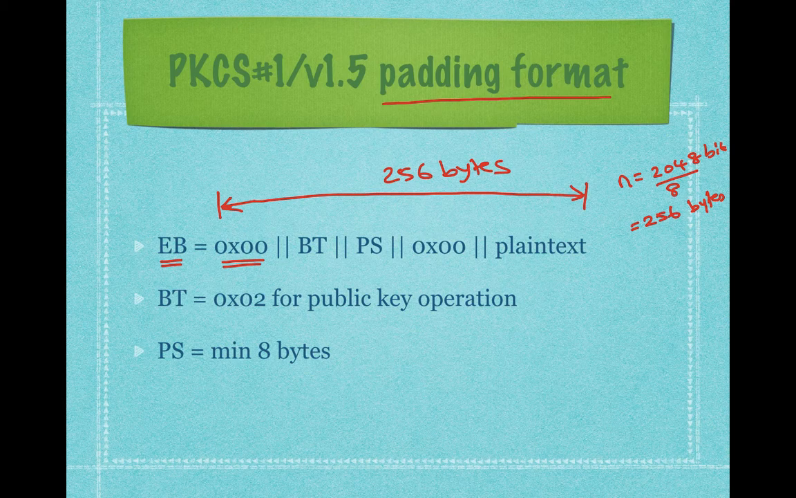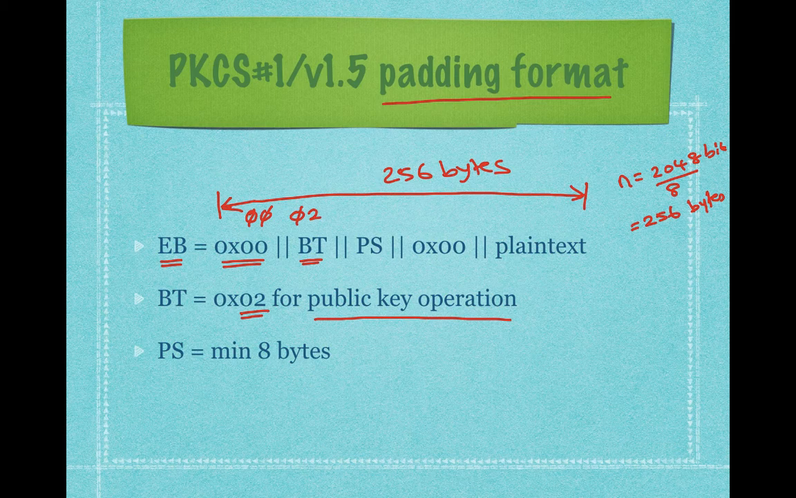The second byte is called block type. BT stands for block type. In this attack, we are only going to deal with the public key operation, that is the encryption operation. So we will not worry about the signature. You can also use RSA for digital signature, but we don't go into that. For this attack, we only need the encryption operation. So for public key operation, the standard says use the value 02. So the first value is 00, the second value is going to be 02, all in hexadecimal.